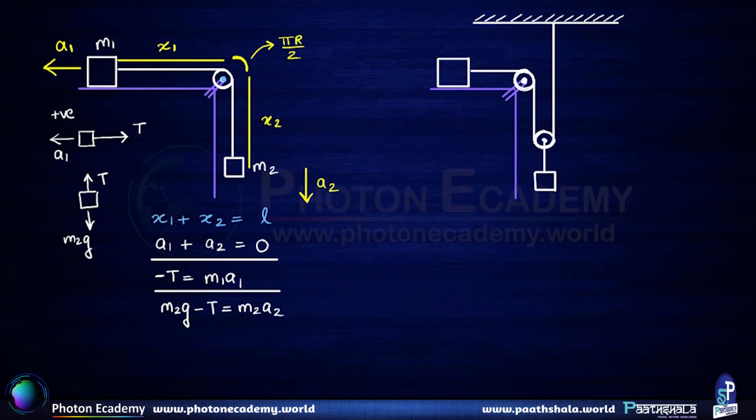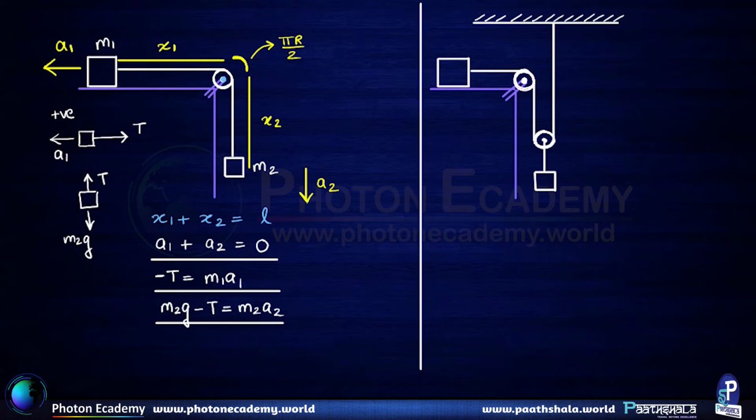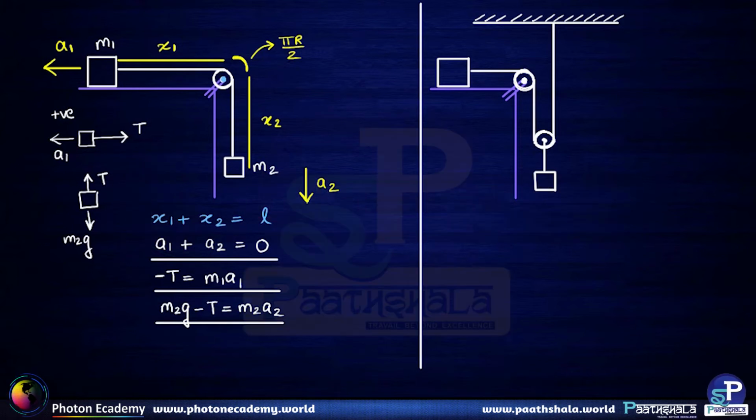So these are the three equations that can be used to solve this particular system. Now let us say we did not feel like using the method of constraint motion. Then in that case we could have used the intuitive method, which says that the acceleration of m2, I am assuming to be in the downward direction.